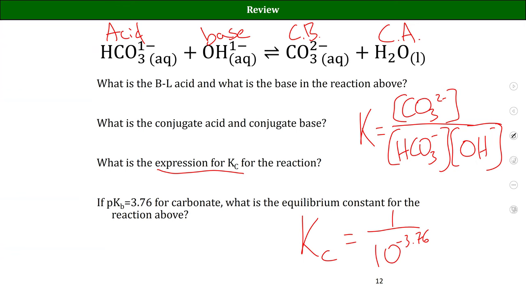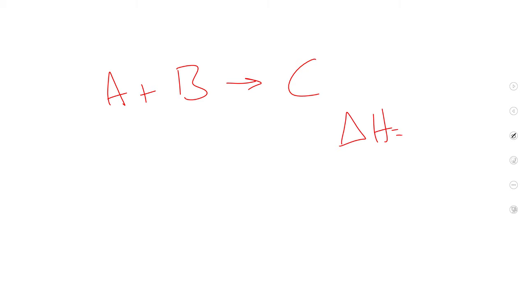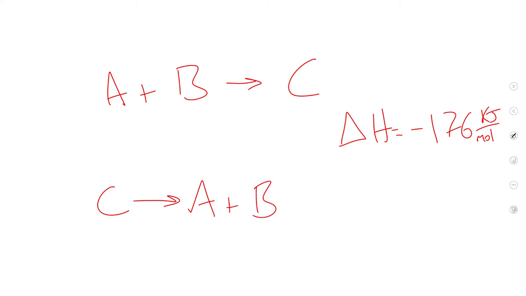Does that remind you of anything else with any other reactions where if you flip the products and reactants, we flip the negative sign? What was it that did that? We had something like negative 176 kilojoules per mole. What's delta H for C turns into A plus B? Positive 176, right? You flip products and reactants, our energies flip signs. It's not quite the same for equilibrium constants, because the energies in equilibrium constants flip a little bit differently.